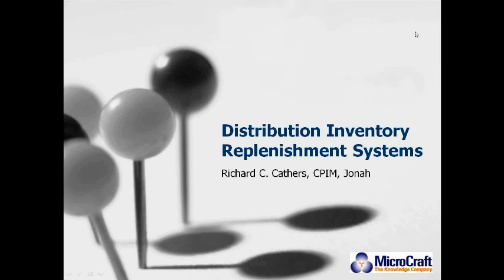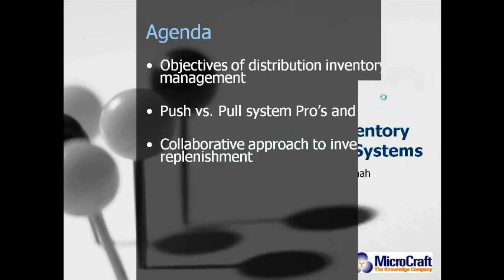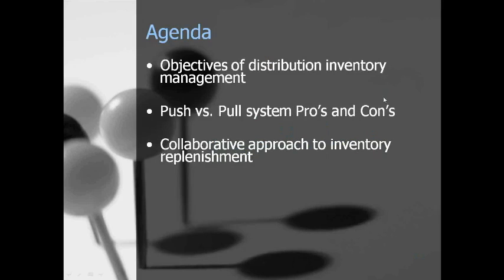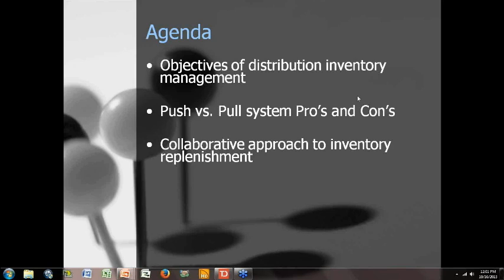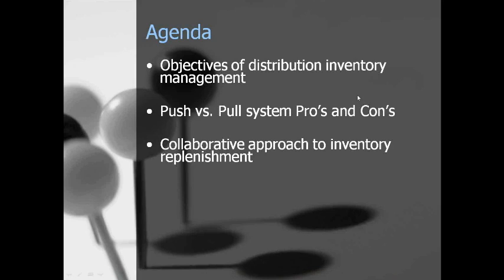So let's get started. Today we're going to talk about distribution inventory replenishment systems. We're going to look at what objectives we're trying to achieve with distribution inventory. Then we're going to look at ways to replenish this inventory, pull systems, push systems, their pros and cons, and a collaborative approach to maintaining the inventory at various distribution environments. So let's get started.